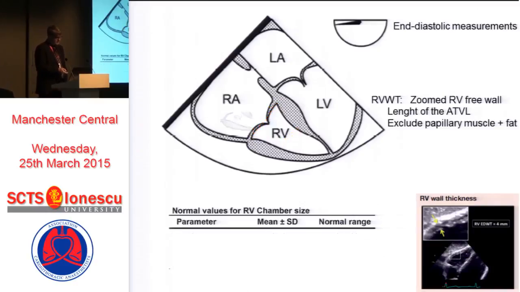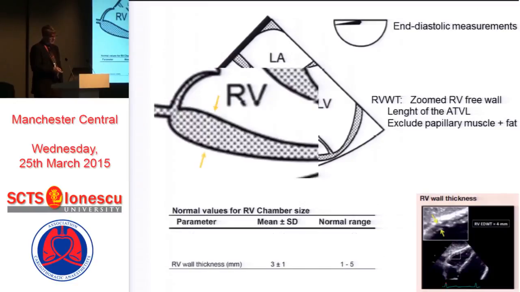Also, in this measurement, you will measure the thickness of the right ventricular wall. You need to zoom on the right ventricular free wall. You do it exactly around the length of the anterior tricuspid valve leaflet, and you exclude the papillary muscle and the fat. Normally, the right ventricular wall should be less than 5 millimeters. If it's more than this, then you're thinking of right ventricular hypertrophy.